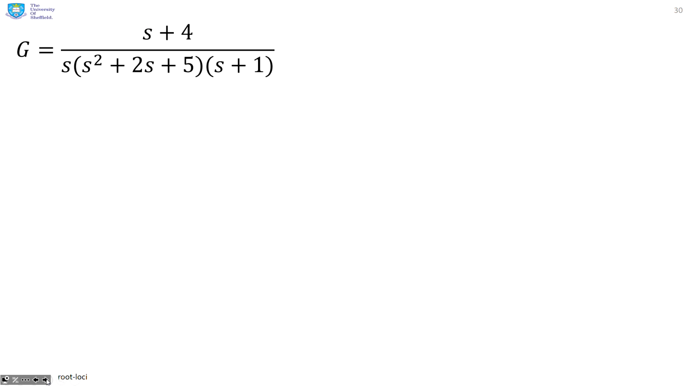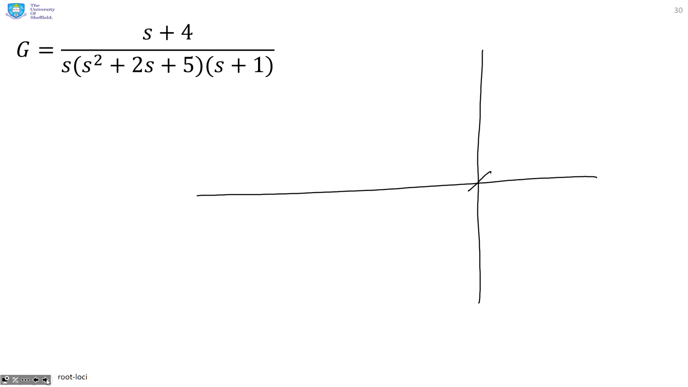All right, this last example is a bit more complicated, but just again to illustrate the point that you can do this quickly. So draw some axes. So we've got a pole at the origin, we've got a pole at -1, and this s squared plus 2s plus 5 gives you poles at -1 plus or minus 2j. So you've got 2 poles there, and you've got a 0 here. So that's rules 1 and 2.